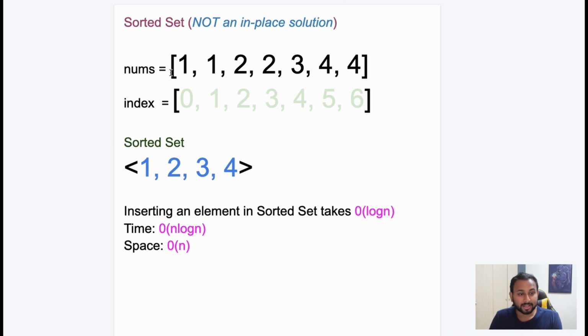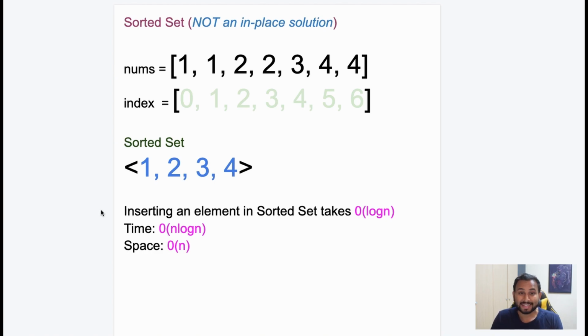So when we traverse the array and put the elements in the sorted set, this is what we get after traversing the whole array: 1, 2, 3, 4. So these are all the unique elements that we have in the nums array. And inserting an element in a sorted set takes O(log n) time. And since we are inserting n elements, the total time complexity would be O(n log n). For the space, since we are storing n elements in our sorted set, the space complexity is O(n). Now this is not the solution that we want; we want an in-place solution.